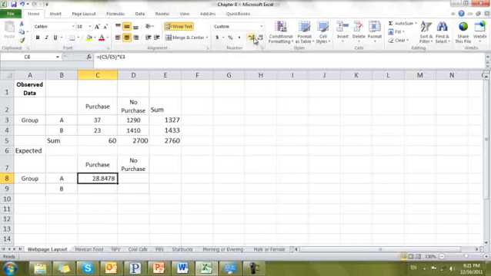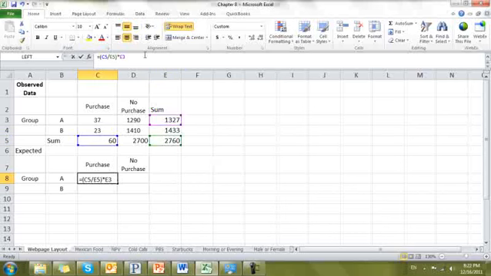We don't need that. We would have expected about 29 purchases in group A if group A and group B were the same. Because 60 out of 2760 times you purchase, and this is the size of group A, so I'm just taking a weighted average or an expectation. I can use this same formula.